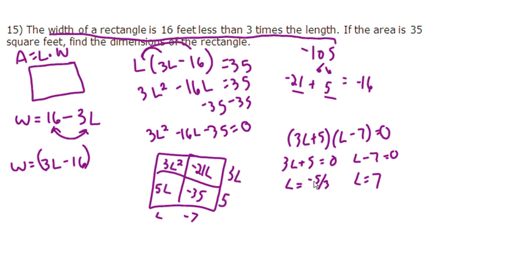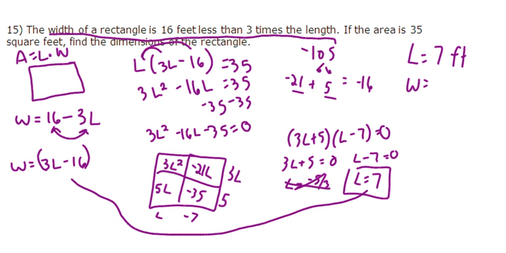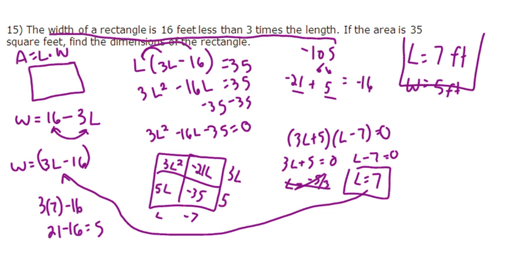Now this is the length. It doesn't make sense. We can never have negative length. So this one doesn't make sense, but this does. So if I know that my length is 7 feet, I can find my width because it says the dimensions by plugging in 7 for L into this equation. So 3 times 7 minus 16, that's 21 minus 16, which is 5. So my width is 5 feet. Oh, that was a bad squaring around the answer.